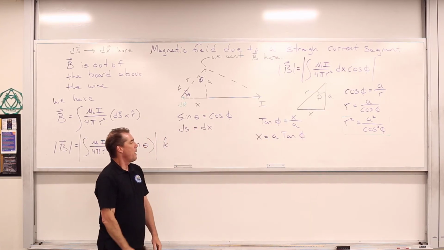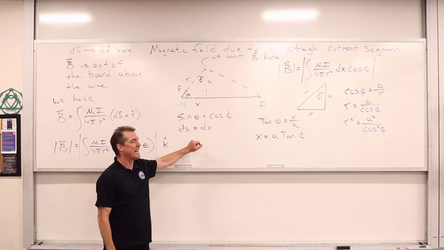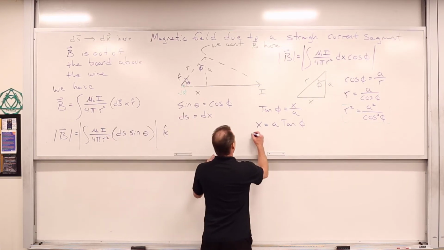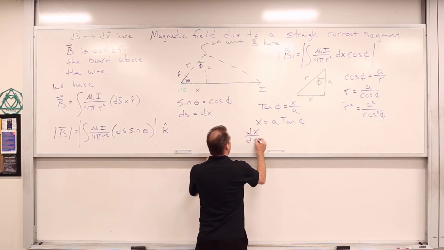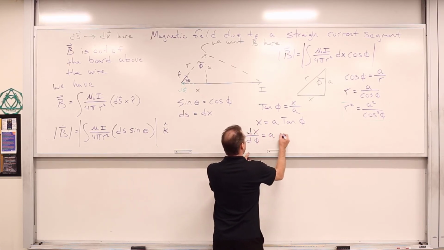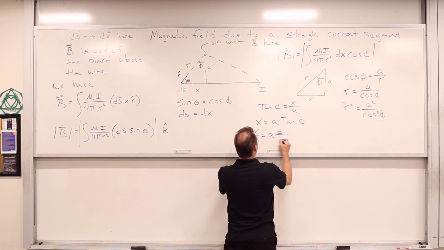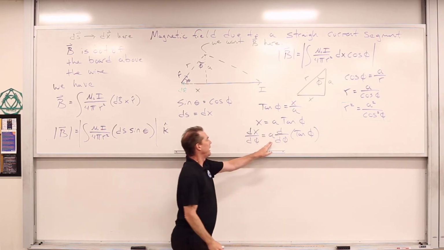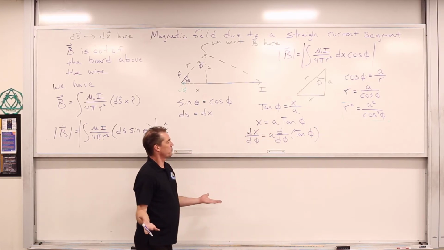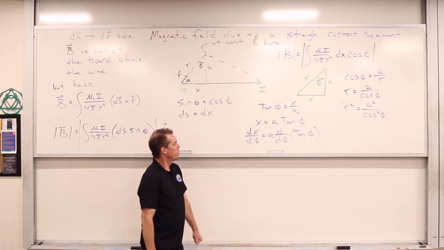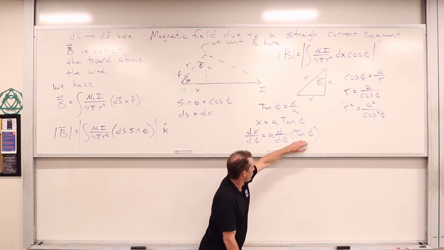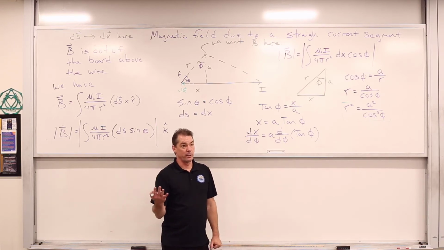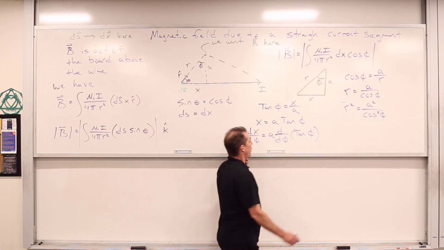That's fantastic, but we don't want X really, we want to know what dx is. So let's look at how X changes with respect to phi. We can write that dx by d phi is equal to A times d by d phi of the tangent of phi. I pulled the A out because A is just a constant. Do we know what the derivative of the tangent of phi is with respect to phi? The answer is, of course we do. That's secant squared phi.